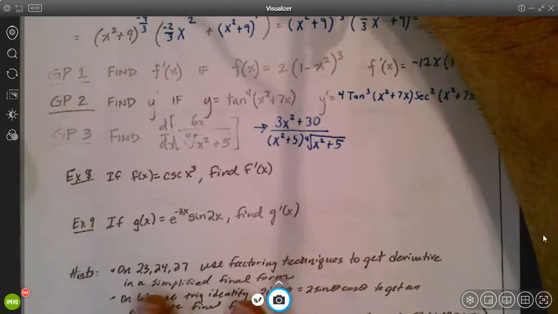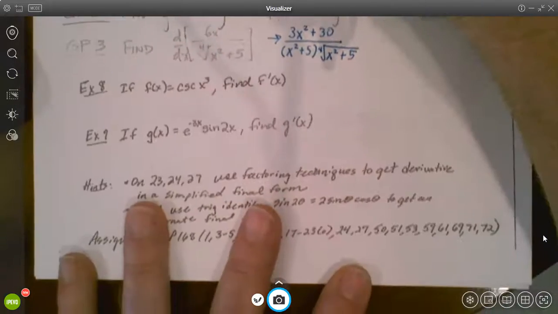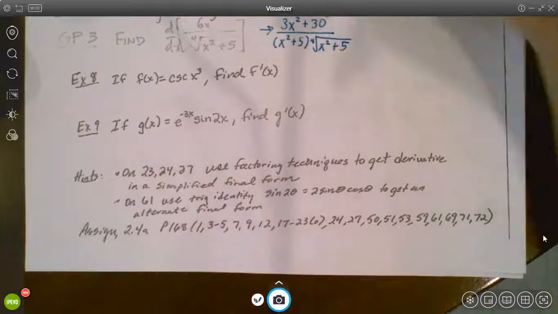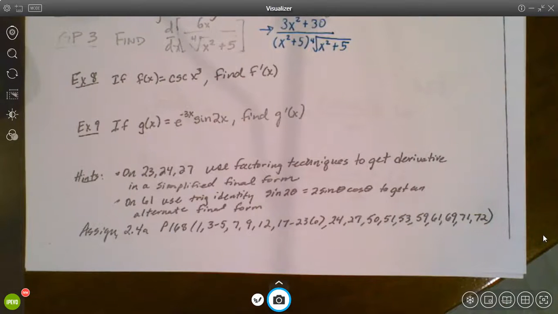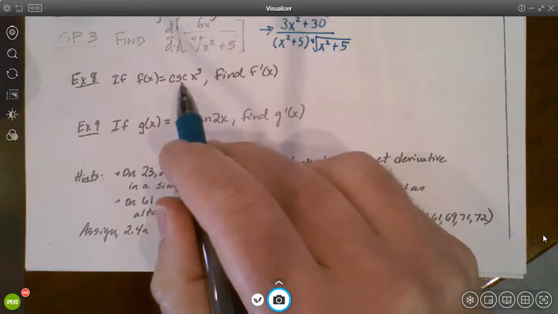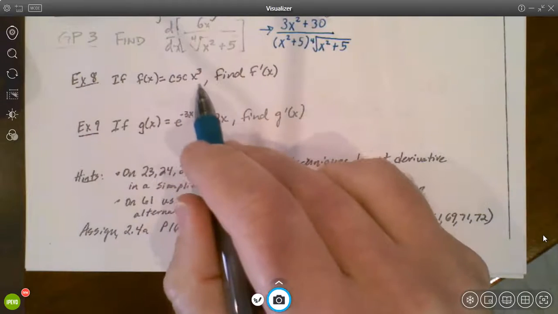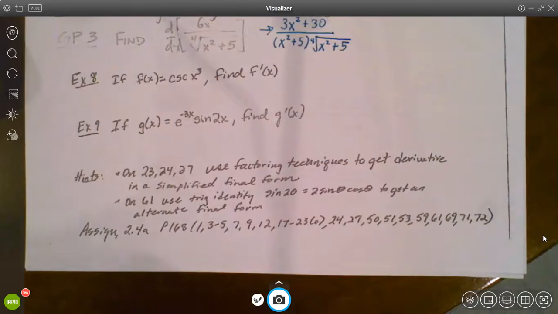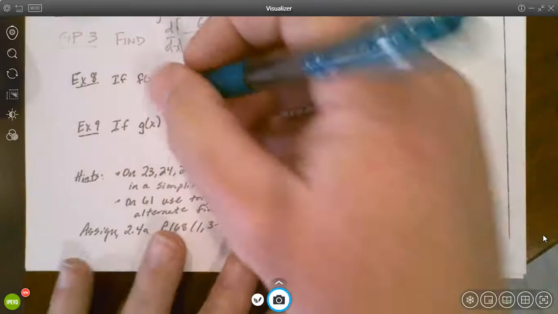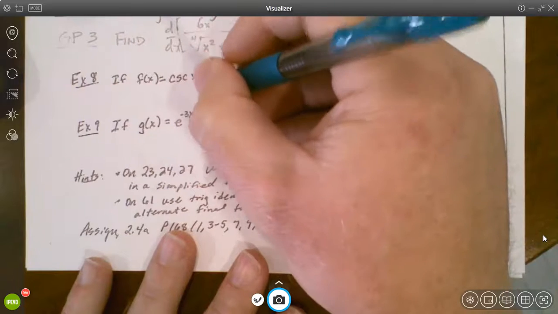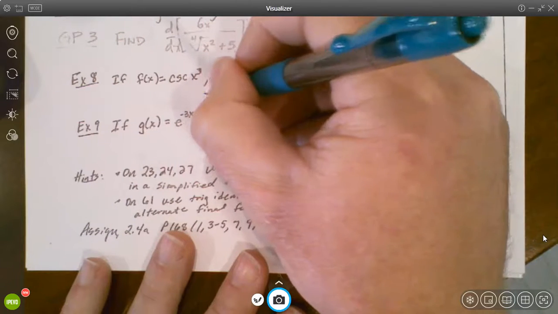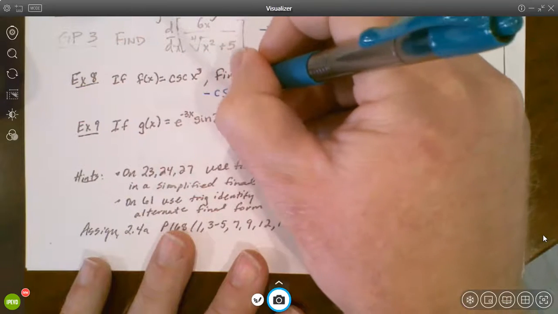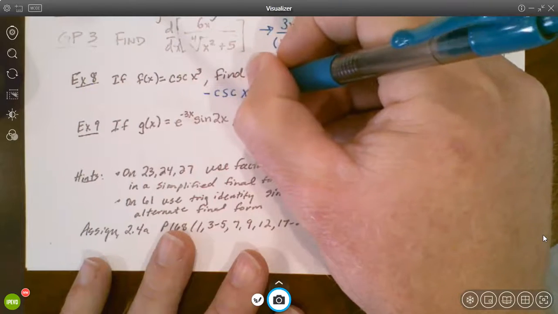Let me jump down to our final 2 examples. So if you look at cosecant x to the 3rd, we're going to take that same process. Again, with the cosecant of something, if it's anything other than just x, it's going to have an inside derivative, and so we're going to have to use the chain rule on it. Remember that the derivative of cosecant is simply negative cosecant cotangent. So negative cosecant x to the 3rd, cotangent x to the 3rd.